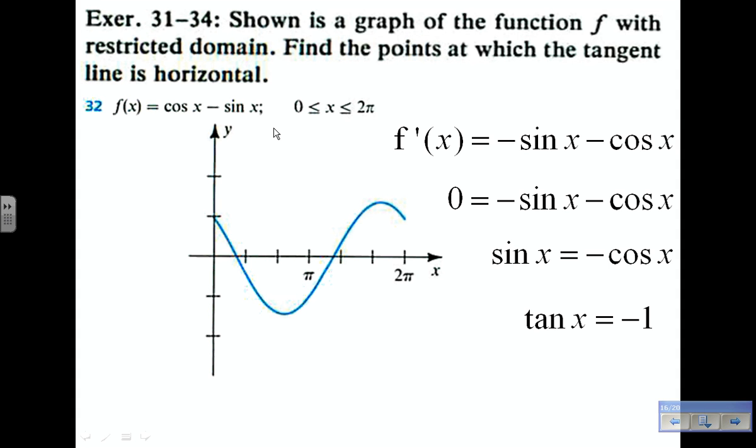Here comes the best part. Oh, some people added it over and divided. They ended up with tangent equals -1. That's how some people did it. Okay?